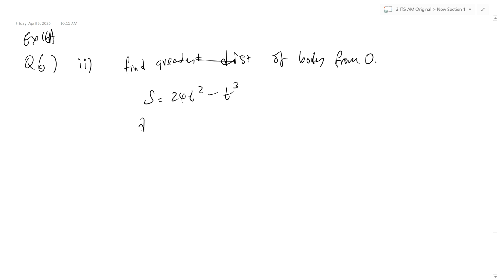Okay, differentiate s to get velocity. So what should I do after I get my velocity? Set v equals 0. Then I will be able to generate t. What is this t supposed to represent? The time when v equals 0. So these are turning points.